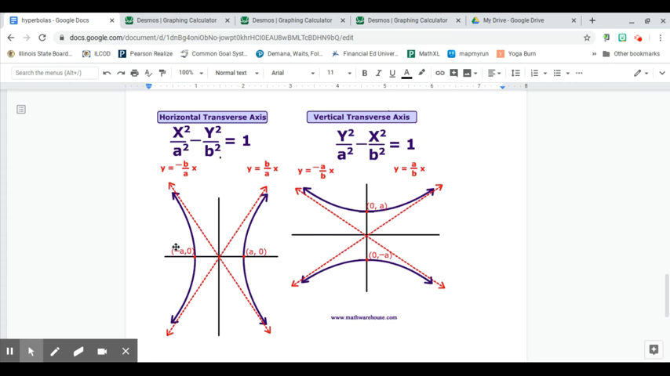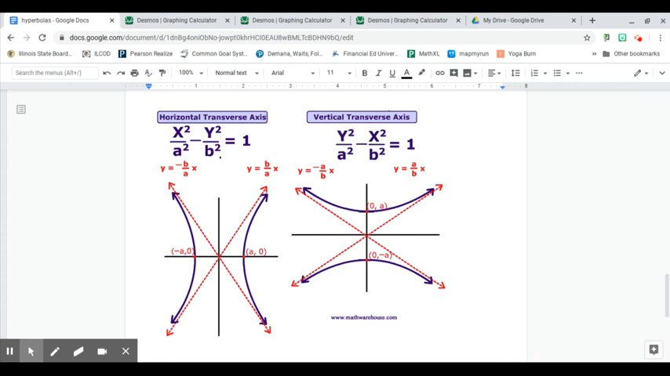X squared is positive, so I open to the left and to the right. Y squared is positive, so I open up and down. I liked this picture though, because it also shows you these asymptotes. So these asymptotes will always cross through your center point. And it's a really simple equation.